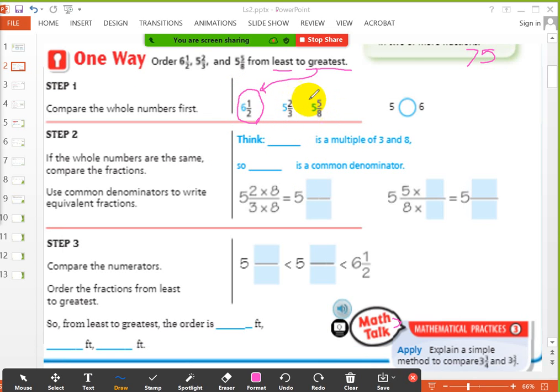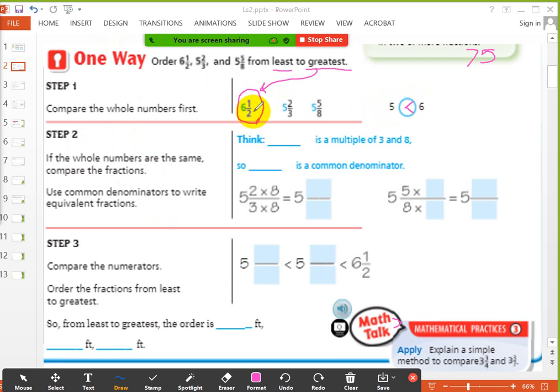Now what about those? I want to compare between 5 and 2 over 3, and 5 and 5 over 8. How will I know which one is the greater and which one is the less? Let's compare. I have the same whole, 5 and 5. So I have to compare between what? Between the fractions here, 2 over 3 and 5 over 8. How will I do that? Let's see together. So from the first, I know 6 is greater than 5.